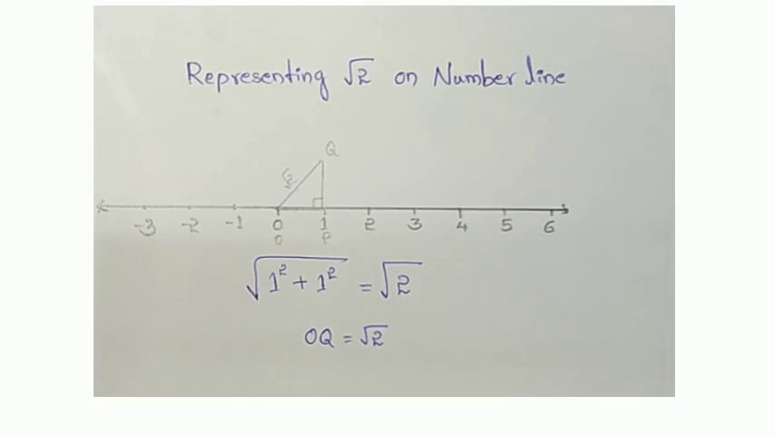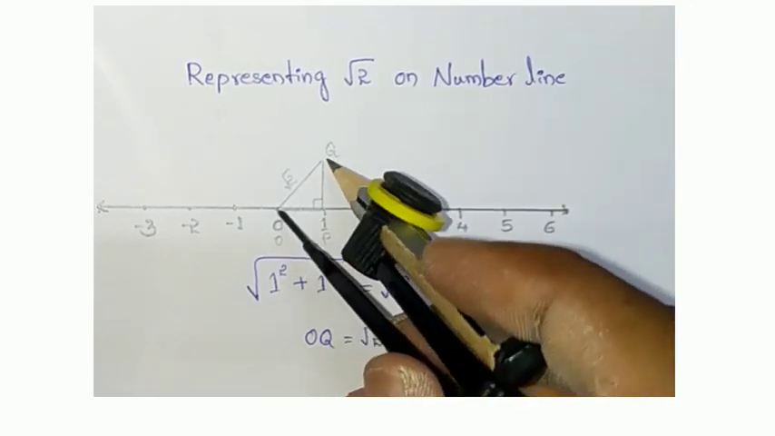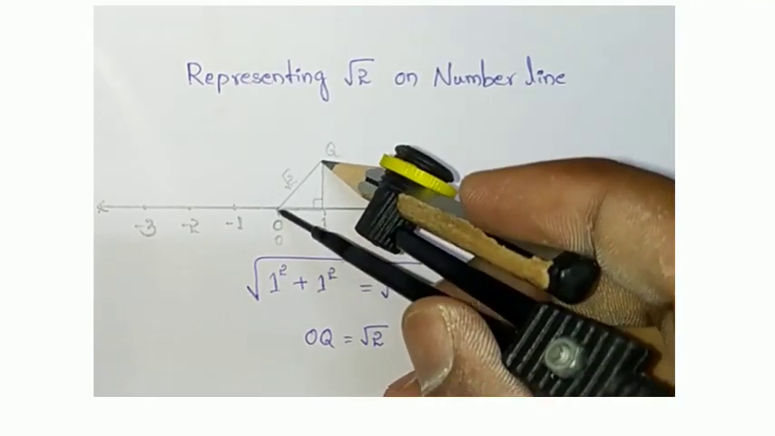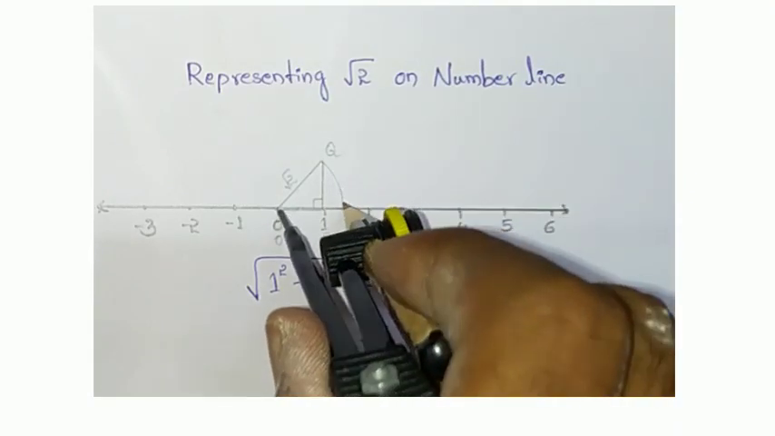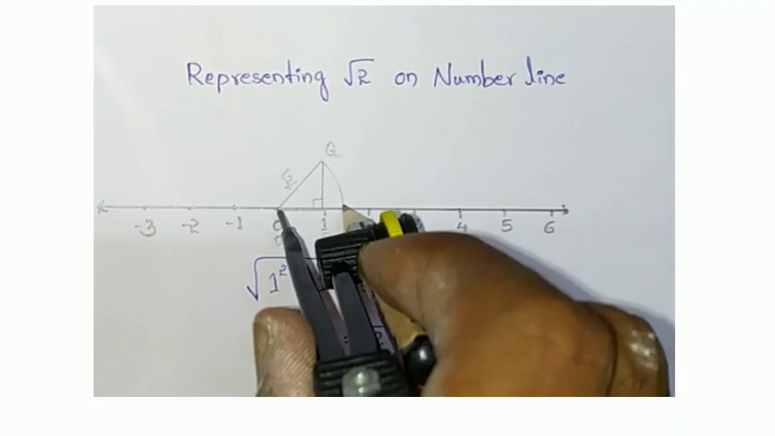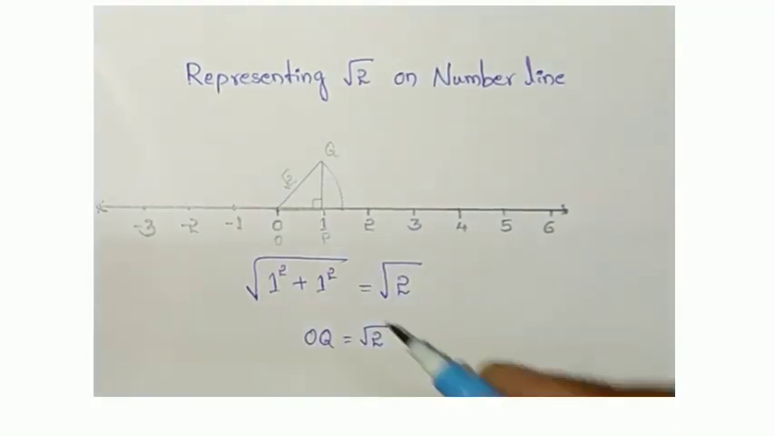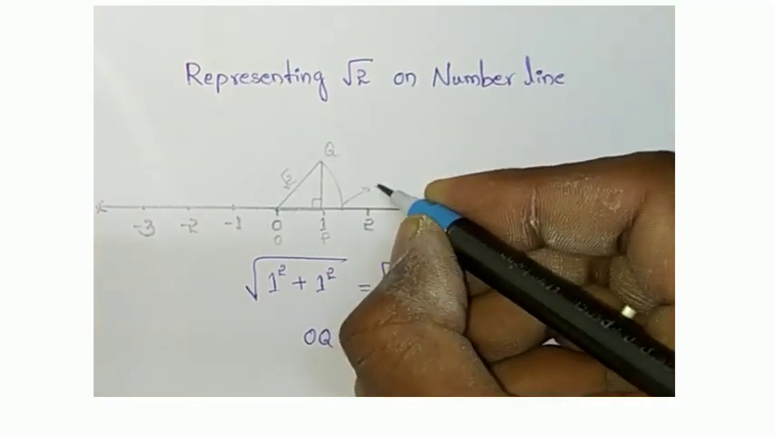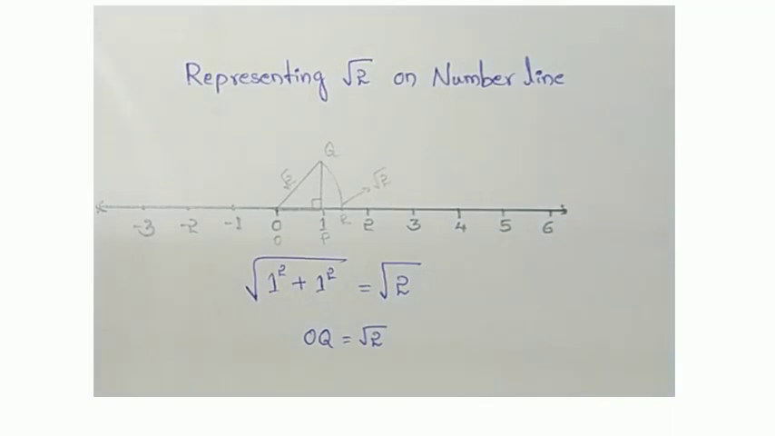Then, to represent that on the number line, take your compass, measure from O to Q, and from O draw one arc which will cut the number line. Wherever it cuts the number line, that point will be our root 2 value. Let's take it as R. So here R is our root 2 value.